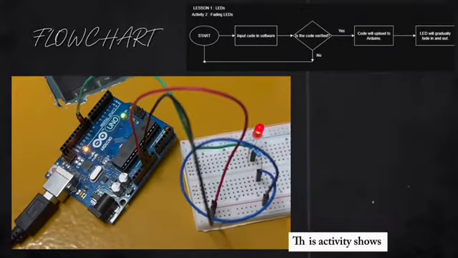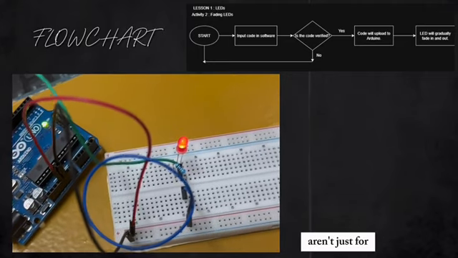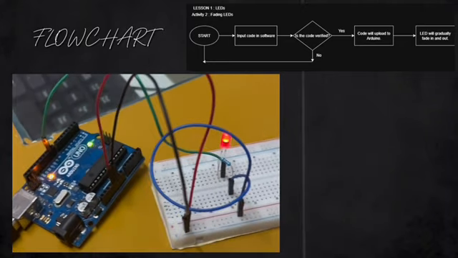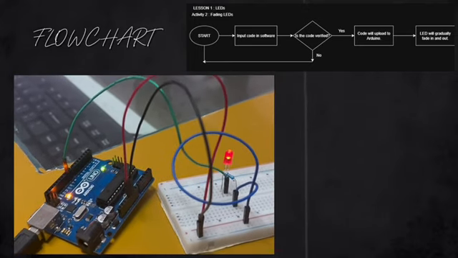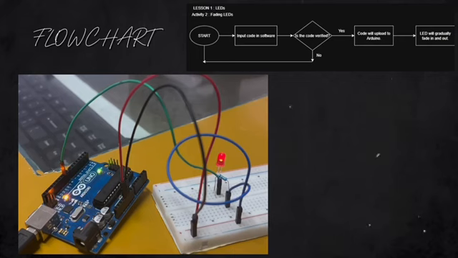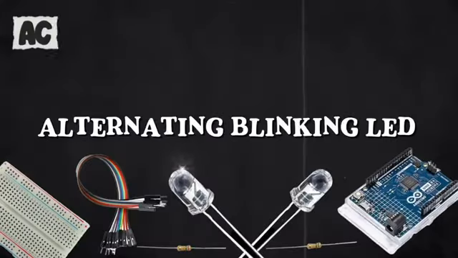This activity shows the LED or LEDs aren't just for turning on and off, they can also have varying light intensity. Like in this setup, the light slowly brightens and dims because of the Arduino Uno.